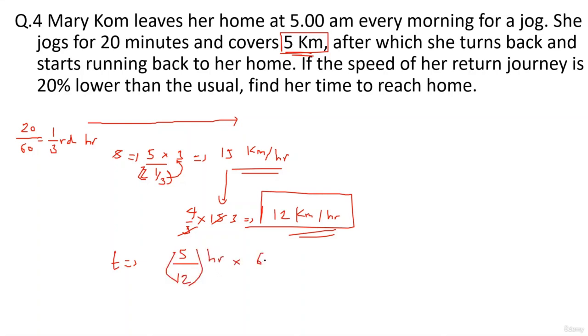Okay, इसे 60 से multiply करेंगे. We'll get the time in minutes. 12 ones are 12, 12 fives are 5, 5 fives are 25 minutes. So basically when she left home at 5 a.m., 20 minutes jog करने का. Okay, return journey 20% कम से 25 minutes में होगा. So total time will be 45 minutes. She will reach home at 5:45 a.m. All right, you can solve the question by this logic. Okay, but I'll suggest let's use variation and understand कि question कितना easily solve हो जाएगा.